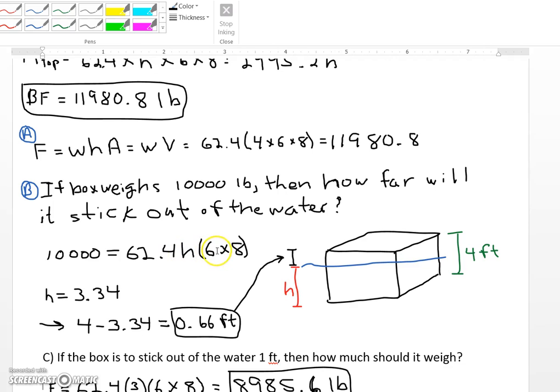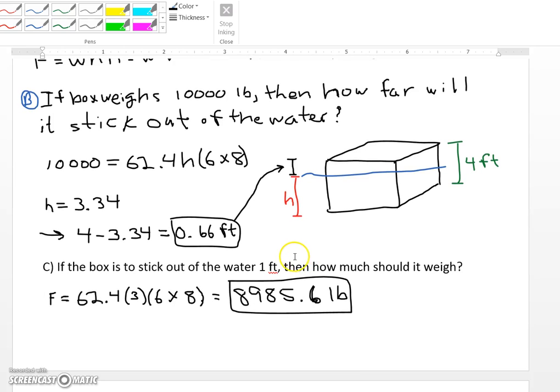So we can solve that for h, and we wind up with 3.34 feet. That's how much of the box is underneath the water. And then we subtract that from 4 because that's the height of the box. And that gives us 0.66 feet sticking out of the water.